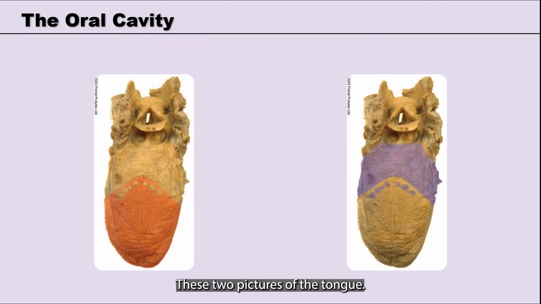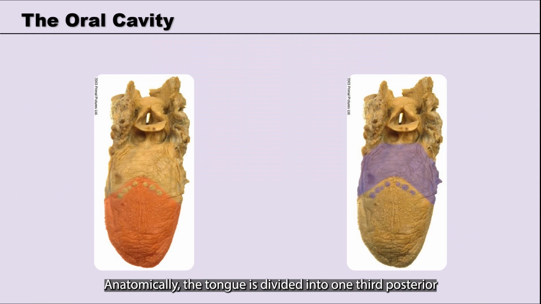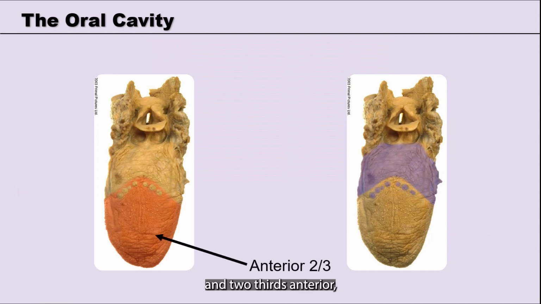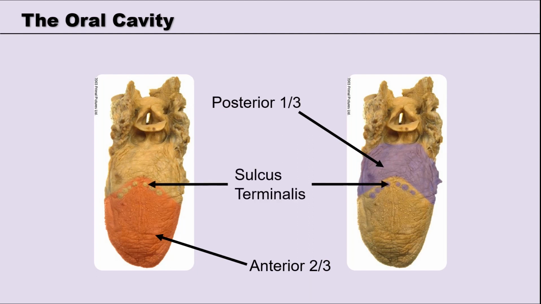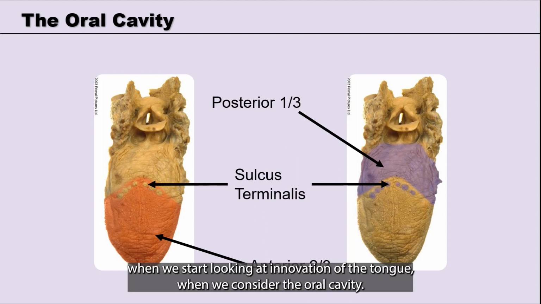These two pictures show the tongue. Anatomically, the tongue is divided into one third posterior and two thirds anterior, and these two regions are separated by the sulcus terminalis. This division will become relevant when we start looking at innervation of the tongue.